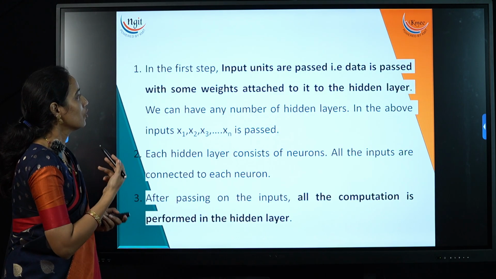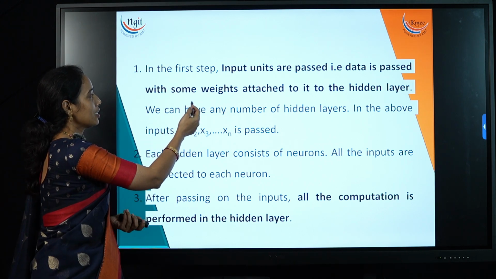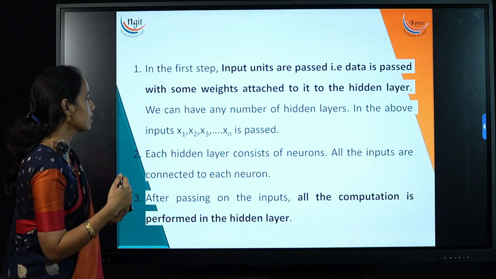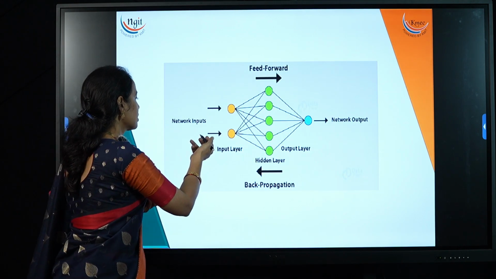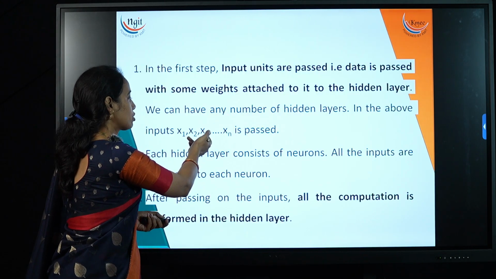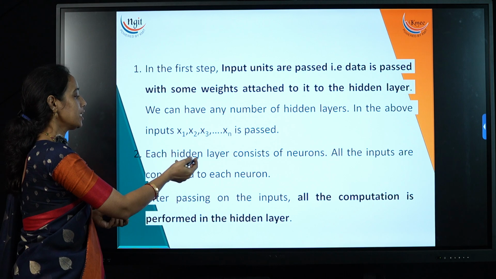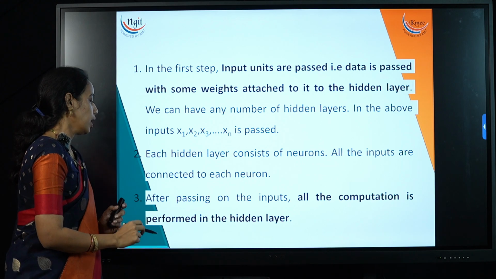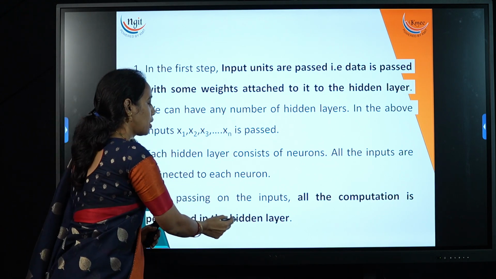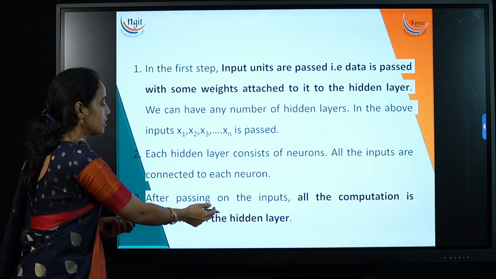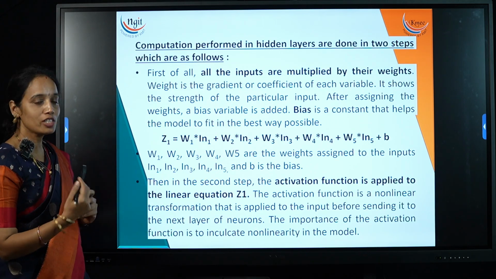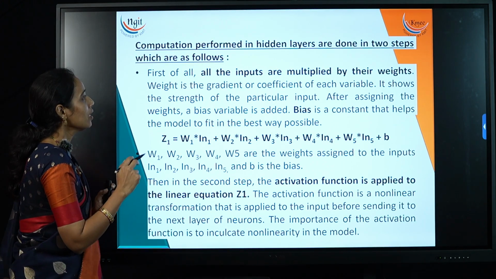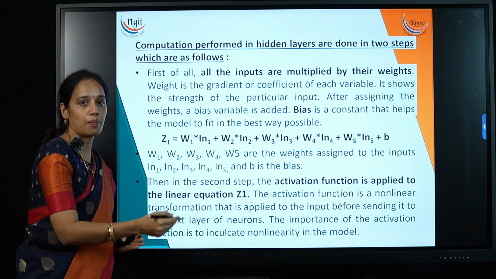So here, in the very first step, the input units are passed, that is the data is passed with some weights attached to the hidden layer, and we can have any number of hidden layers. Let us take the previous example, where x1, x2, x3 are passed, and each hidden layer consists of neurons, and all these inputs are connected to each neuron. After passing on the inputs, all the computation is performed in the hidden layer. How it performs computations in the hidden layers is done in two steps. Okay, let us discuss that in detail in the coming session. Thank you.